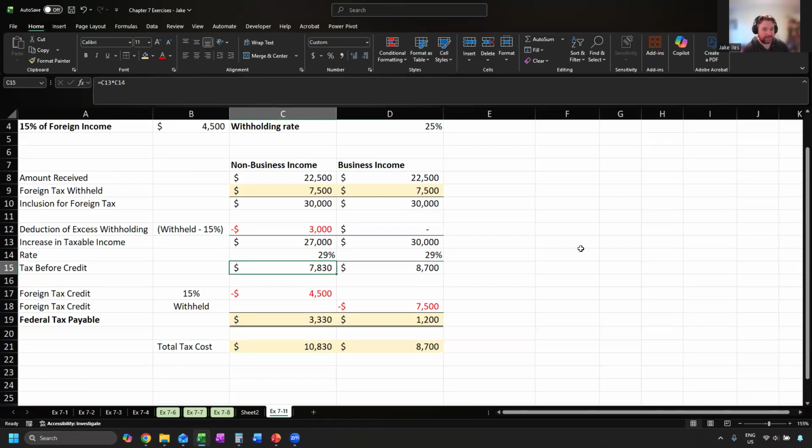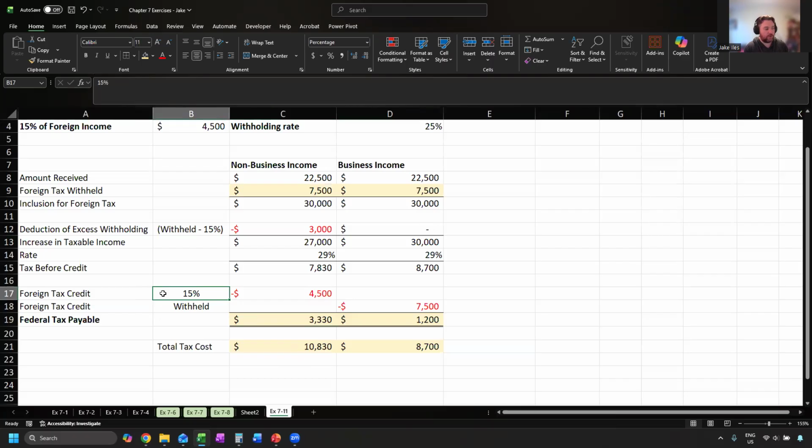But we've already paid some of those taxes. So we get our foreign tax credit up to 15% of the total payment. So 15% of $30,000 is $4,500. So we owe $7,830 to Canada. They give us a credit of $4,500. We still owe $3,330 to Canada. So for our total taxes payable, we paid $7,500 to the US and we pay $3,330 to Canada. Our total tax cost is $10,830.